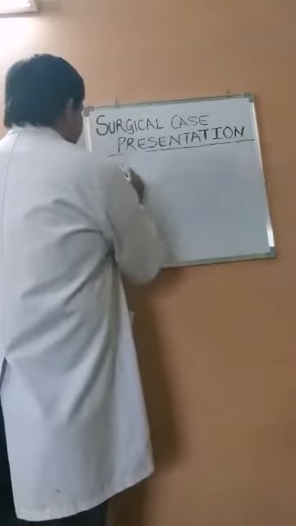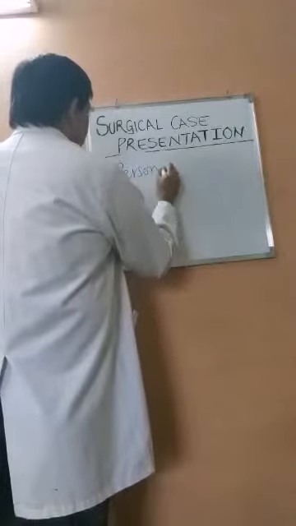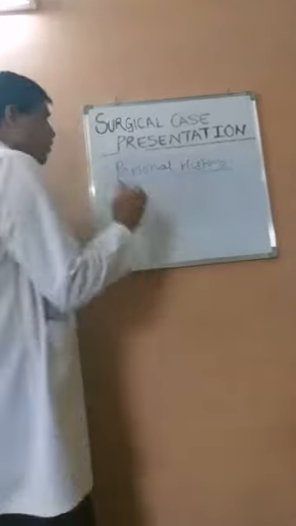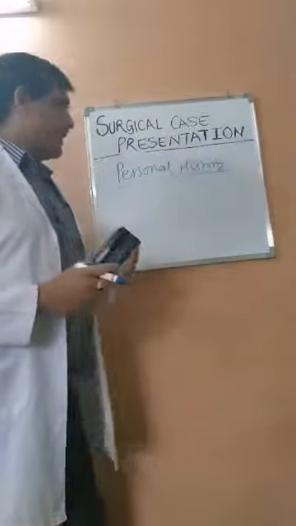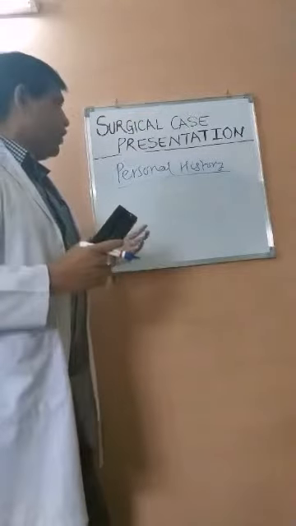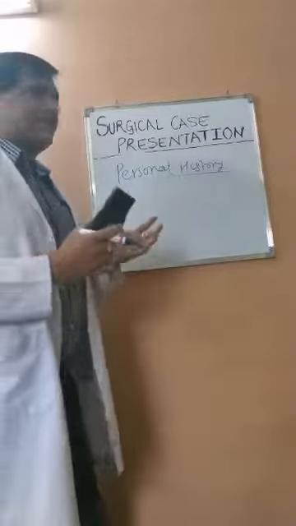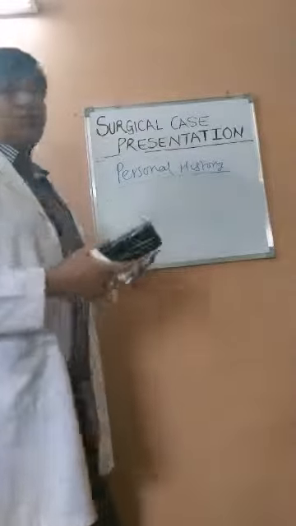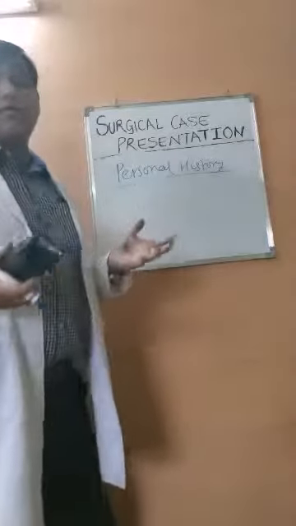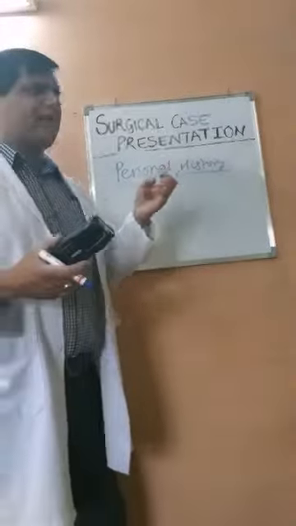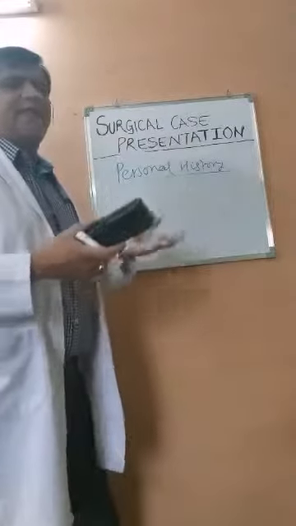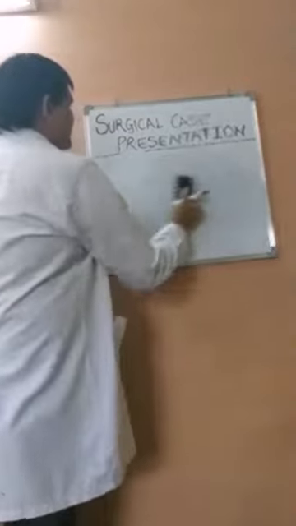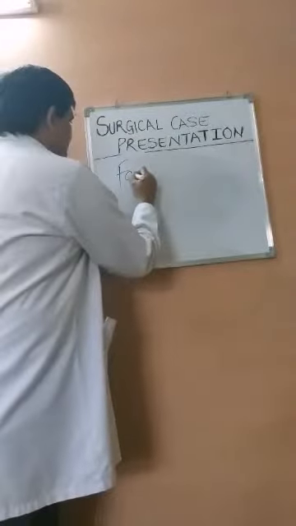Next we come to personal history. In this personal history, we try to elaborate the living status of the patient. Whether the patient is alcoholic or non-alcoholic, smoker or non-smoker, tobacco chewer or non-tobacco chewer, vegetarian or non-vegetarian, and some idea about his personal life, how he is carrying himself. So these things come into the personal history. The next is family history.